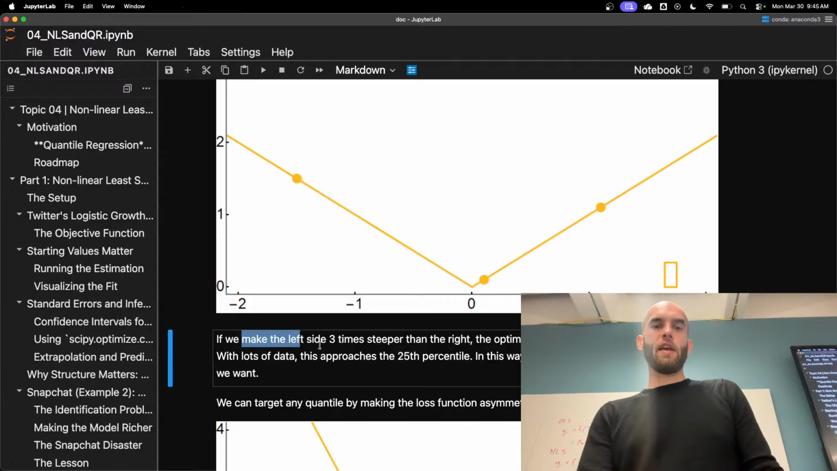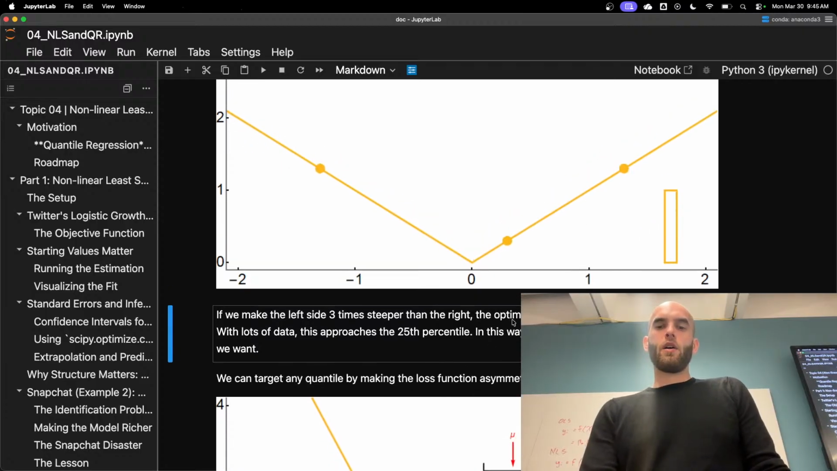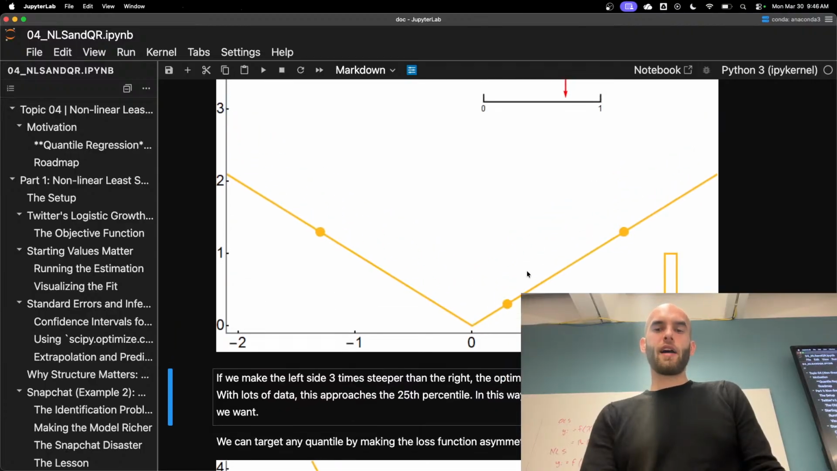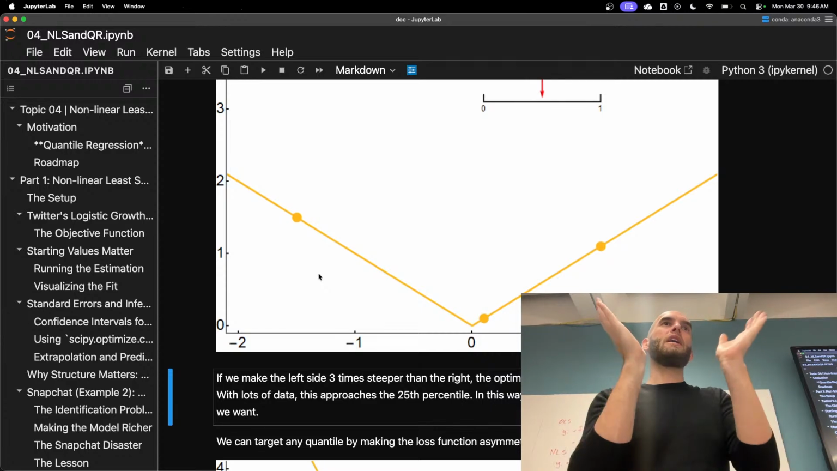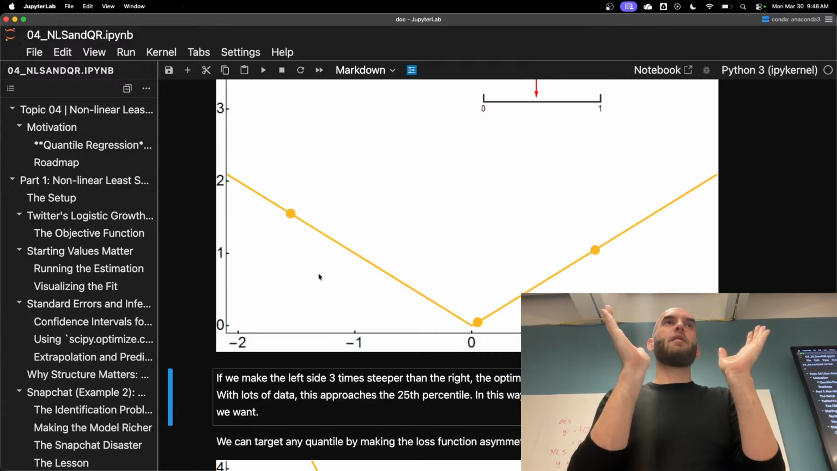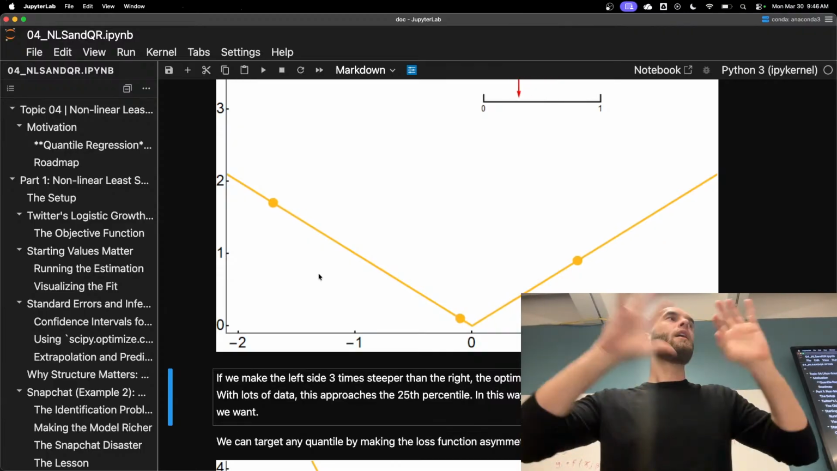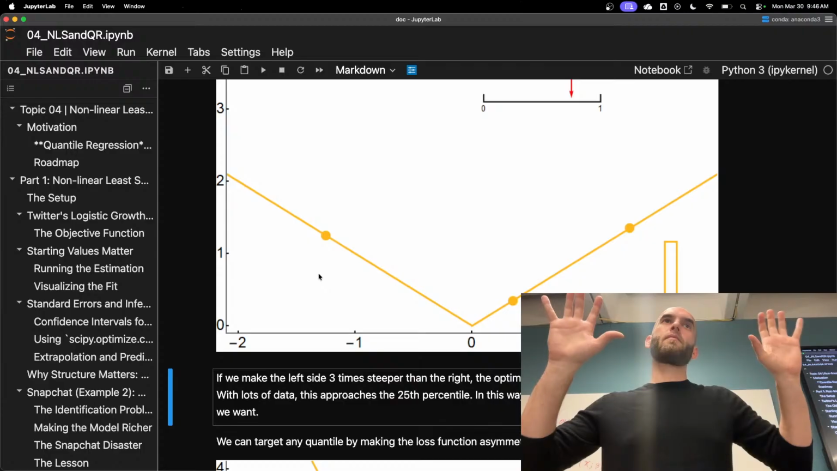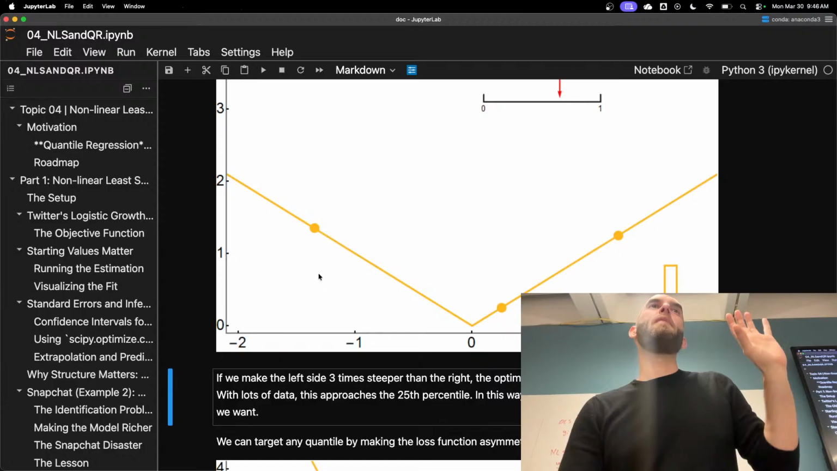Okay, so if we were to make the left side 3 times steeper than the right, essentially we would have 3 times more values on the right side than we would on the left. The reason we pick the median is because each side is sort of perfectly balanced. We want both sides to be balanced. When they're linear and the same slope, then we pick equal points on both sides. But if we change the slope, we change how many points on each side to make them balanced.